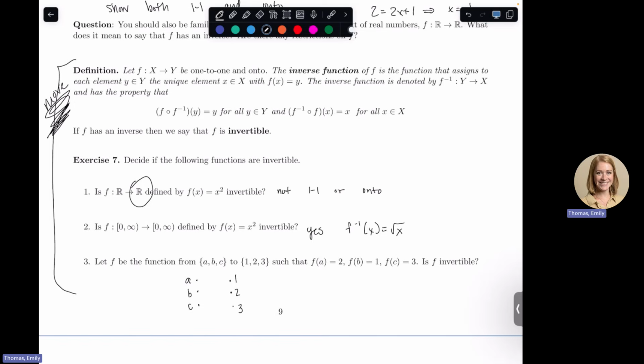Okay, some function f. f takes A to 2, B to 1, and C to 3. Is f invertible? Yes, it is one-to-one and it is onto. Everything gets hit on the right. Everything only gets hit once on the right.